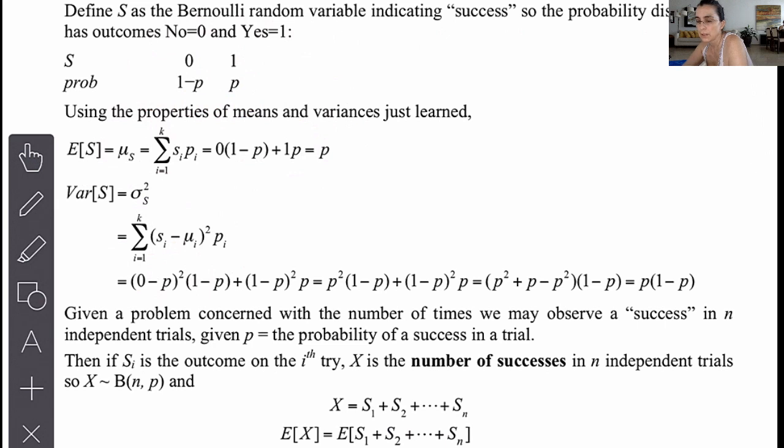So how do we do this? I go through each option. So this is option 0. This is a possible outcome. So 0 minus the mean. The mean is from here, p. You square that, and then you multiply by the probability 1 minus p, and then you do the same for this outcome. 1 minus the mean. The mean is p, so I square that and multiply it by its probability p.